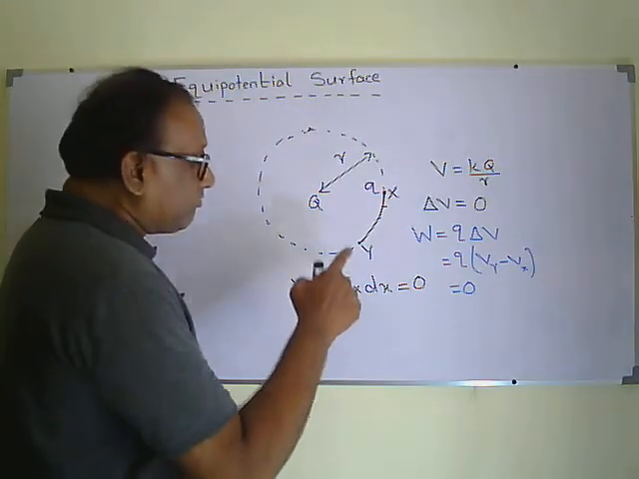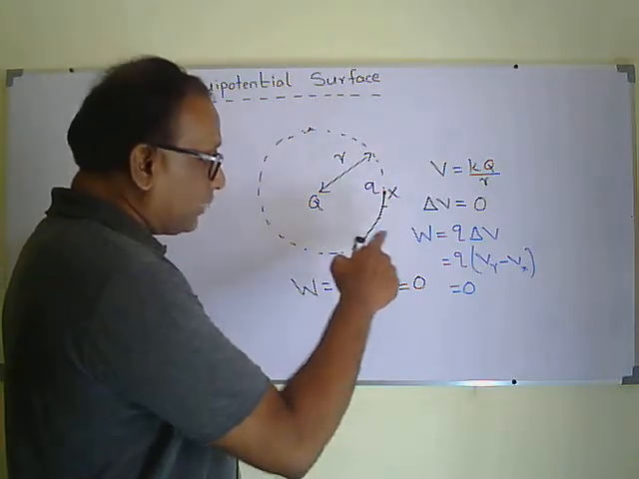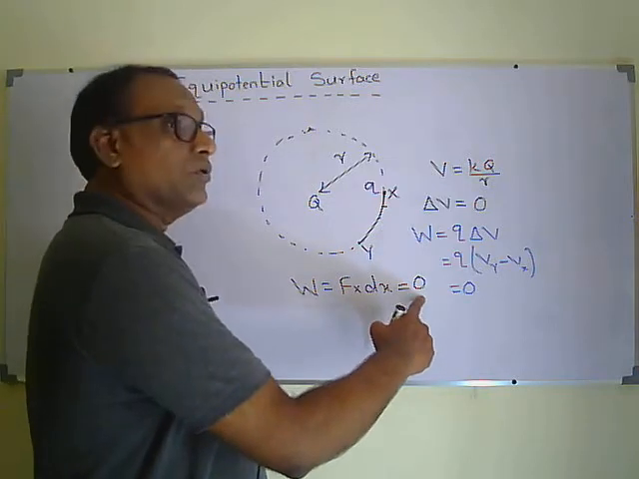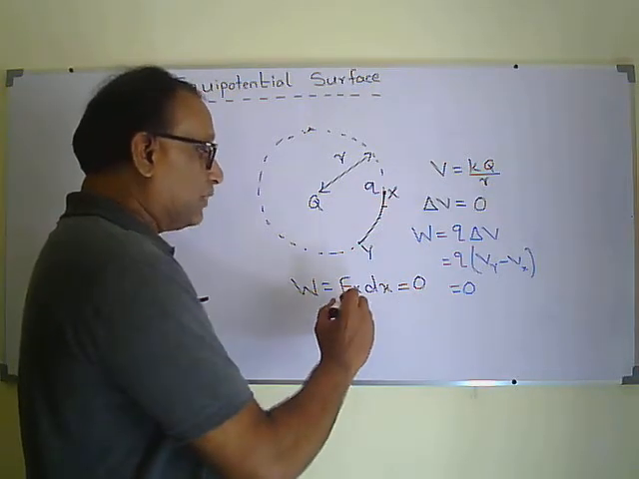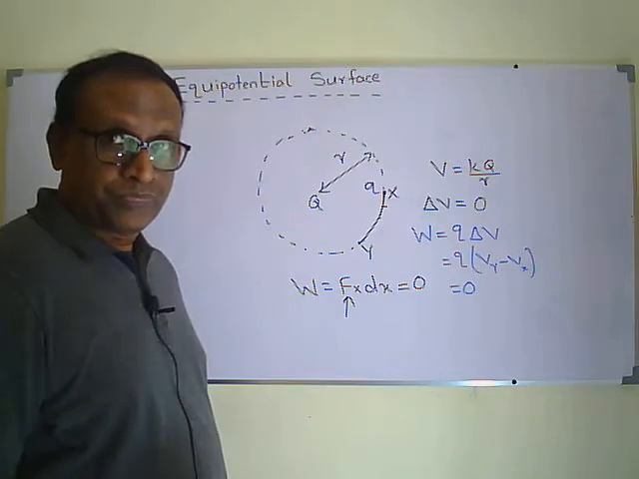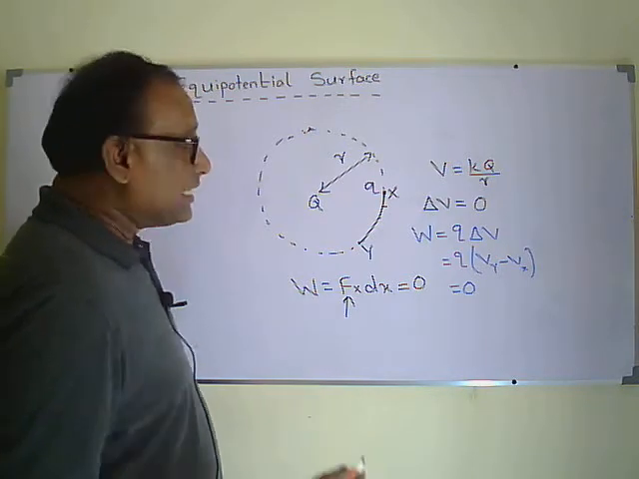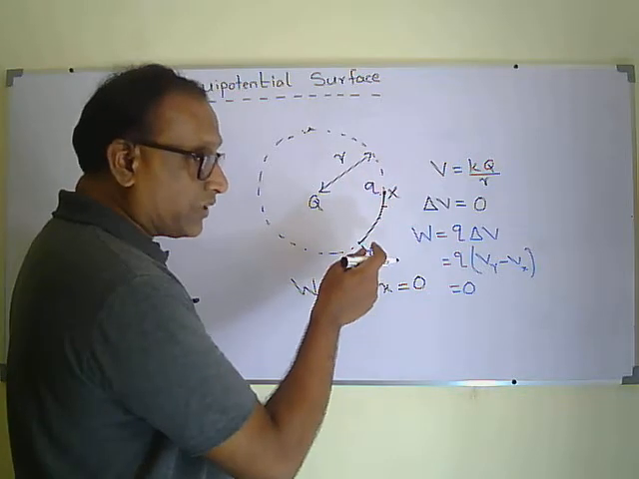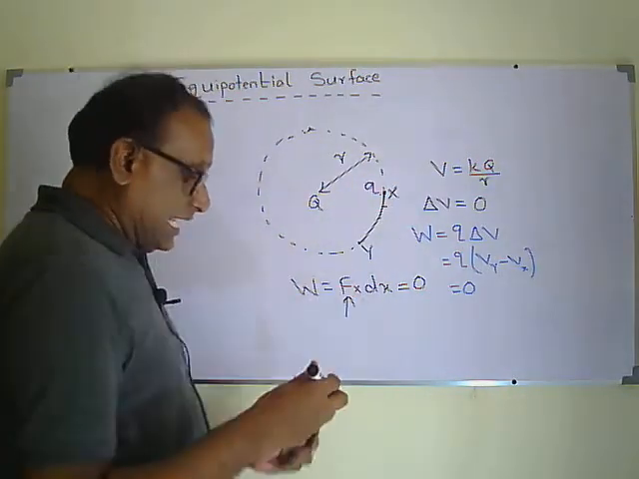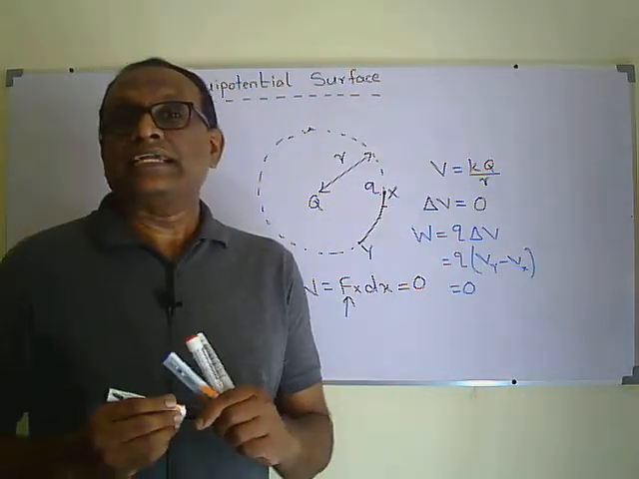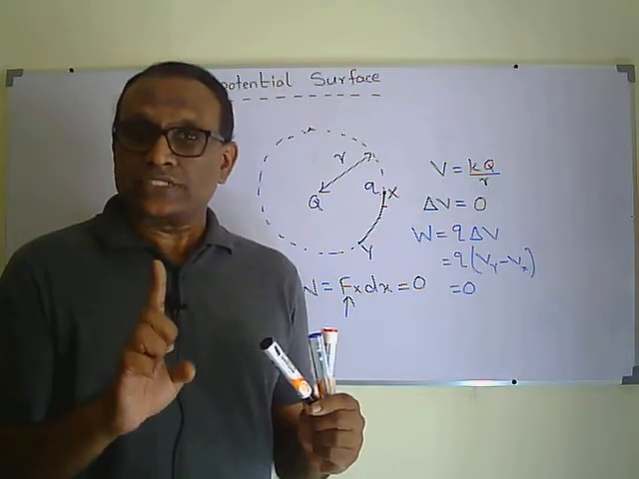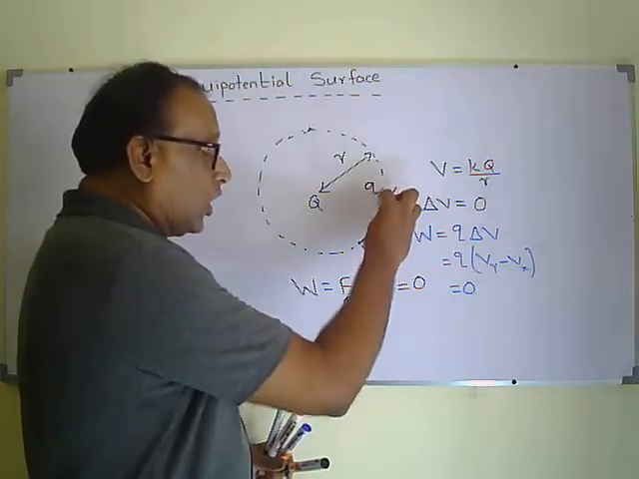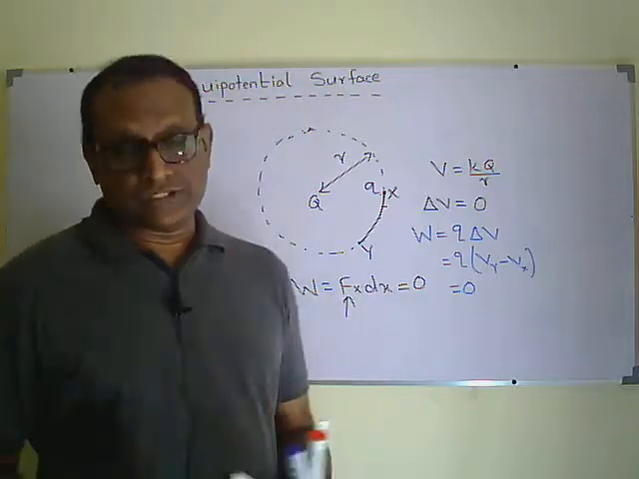So when it is moving from x to y, the work done is equal to 0. That means F must be equal to 0. So what do you mean by F equal to 0? When the charge Q moves along the path from x to y along the equipotential surface, it should not experience any electrostatic force along the direction of its motion.